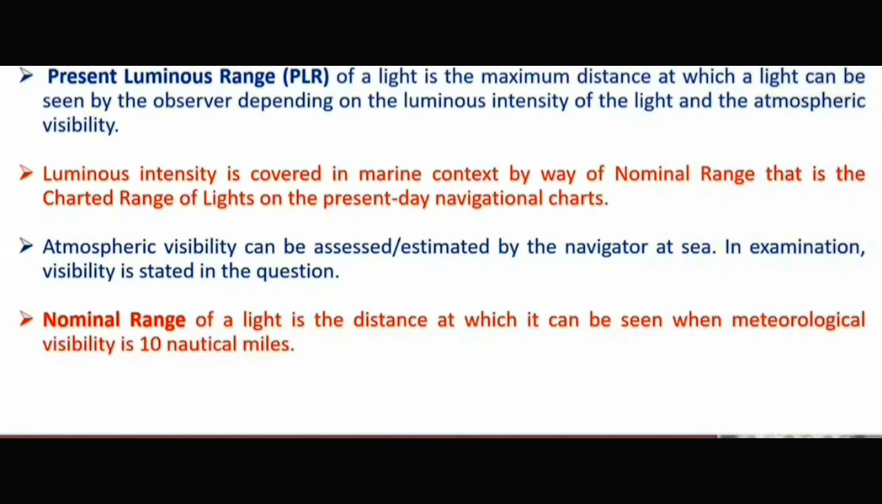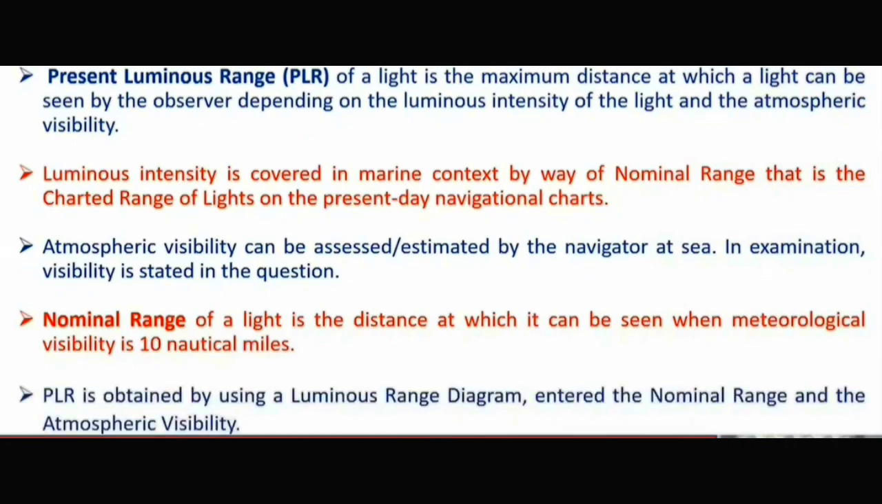Then we need to understand a term, nominal range of a light. It is the distance at which a light can be seen because of its luminosity under meteorological visibility conditions of 10 nautical miles. It is this nominal range which is charted on present day navigational charts. PLR, that is present luminous range, is obtained by using a luminous range diagram wherein you enter with nominal range and atmospheric visibility.